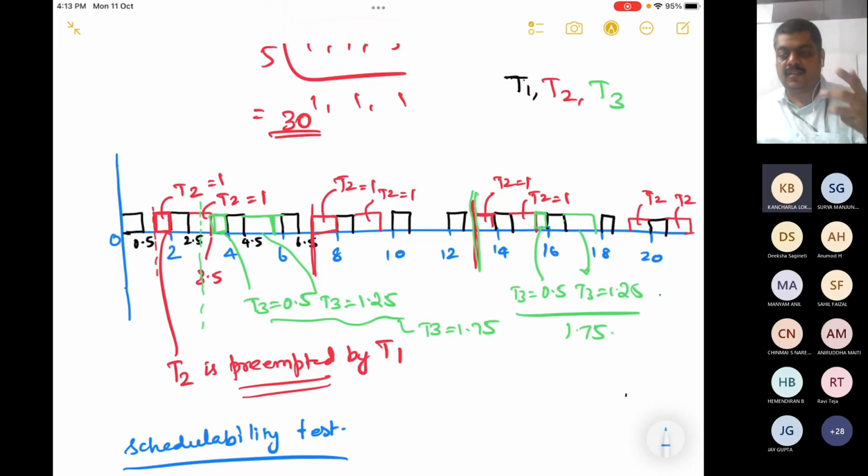But we have a condition. If it is non-preemptive, what happens? The low priority task does not give away the CPU, and the higher priority has to wait.